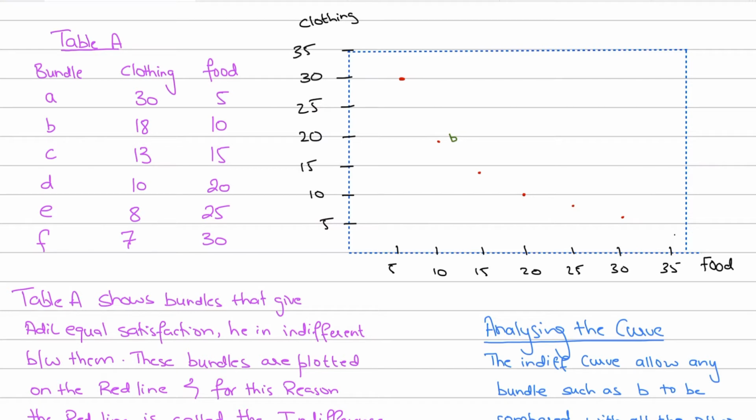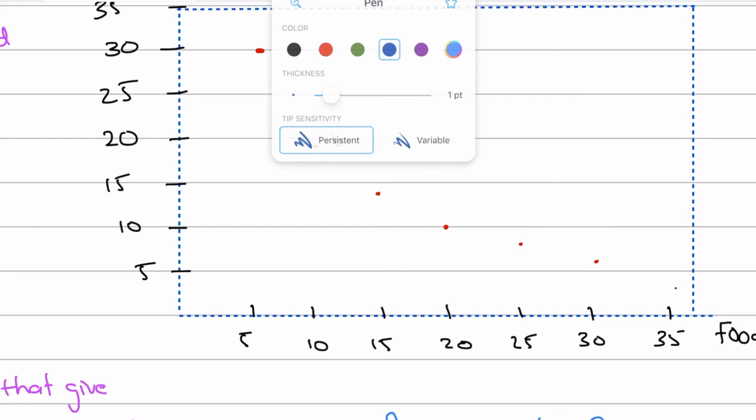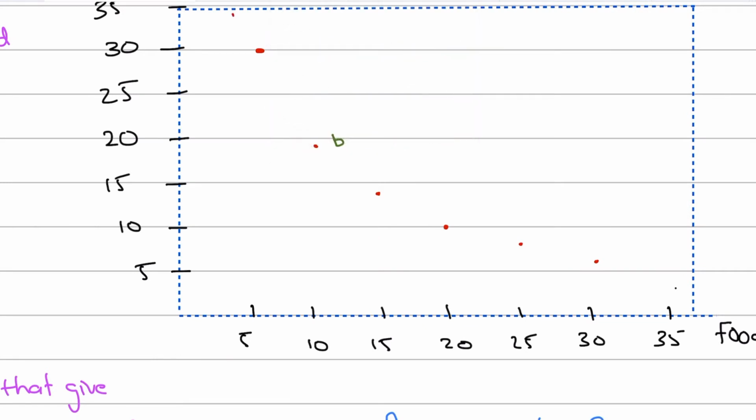So I've plotted them on this graph. Basically 30 units of clothing and 5 units of food at point A, then 18 units of clothing and 10 units of food, then 15 units of food and 13 units of clothing. If I join all these points together, let's say, I don't have a scale, I mean, I haven't drawn the graph to scale. I don't have graph paper right now.